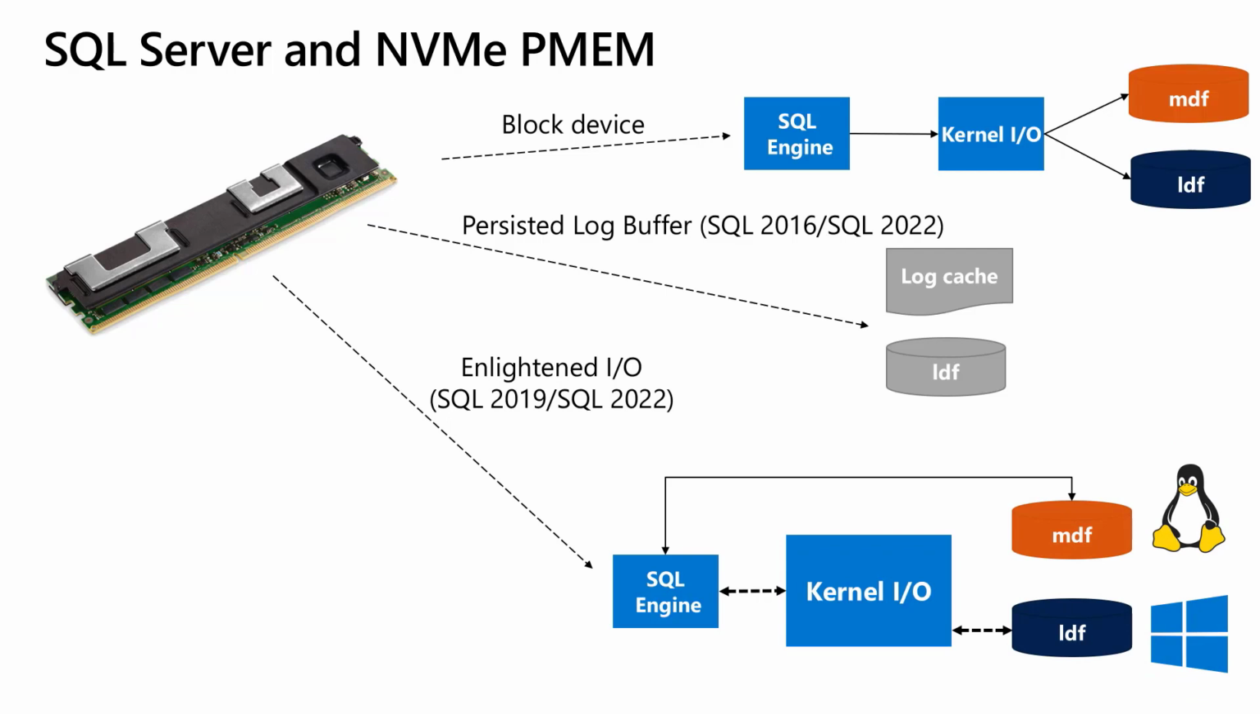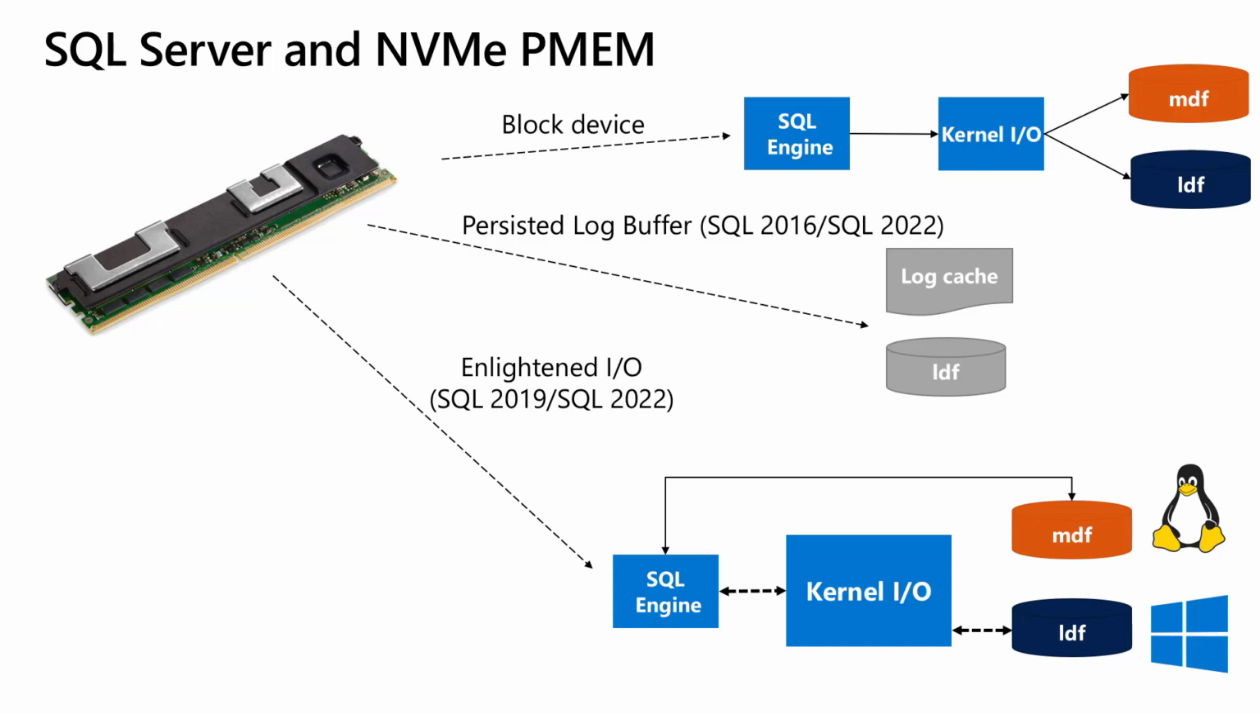Enlightened I/O. This is all about how SQL Server storage I/O can bypass the OS kernel I/O stack and therefore minimize the number of context switches happening between the user space in which SQL Server lives and the kernel space that is the domain of the OS I/O driver. So how do we cut down on all of this expensive CPU context switching for storage?